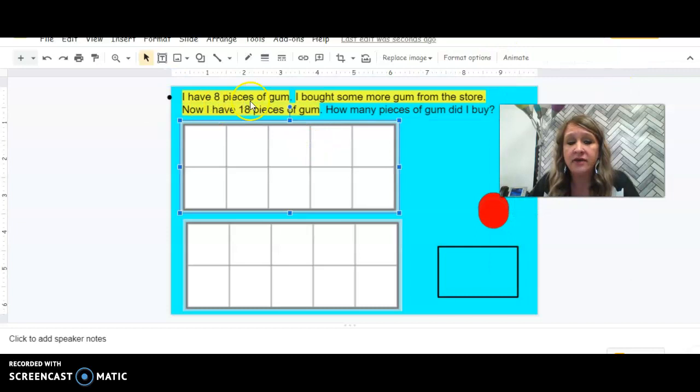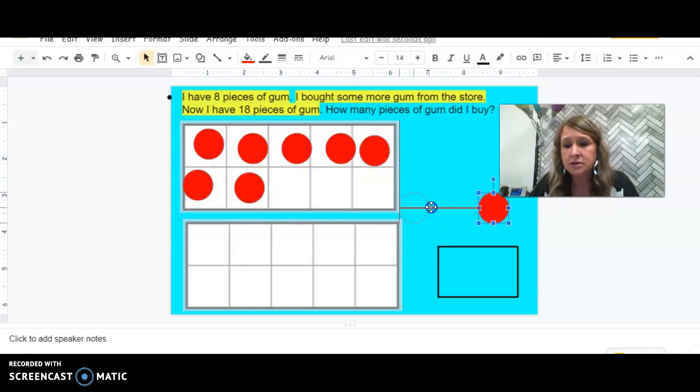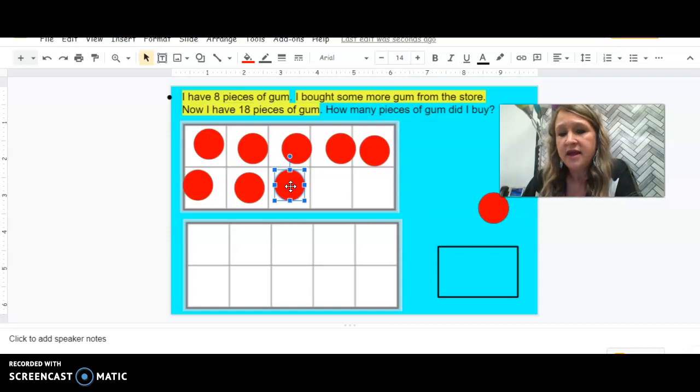So now I have 8 pieces of gum. So we can show that with our counters in our 10 frame. 1, 2, 3, 4. Tell me when to stop. 5. Stop. There's 8 pieces of gum. That's what I started with. Then I bought some more.